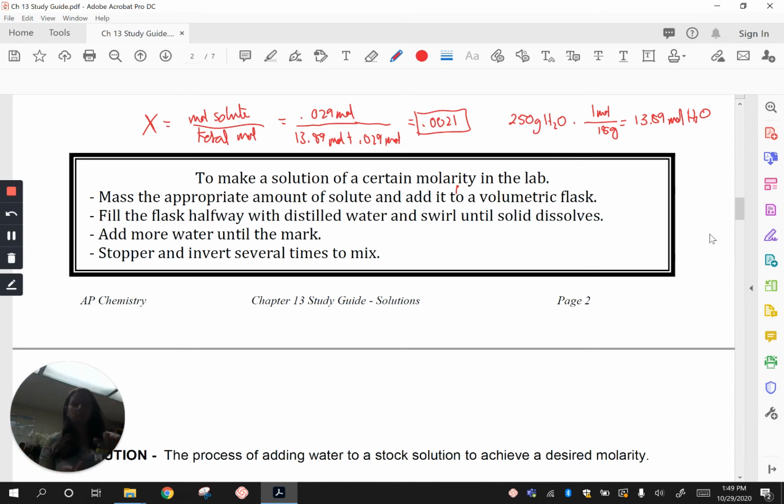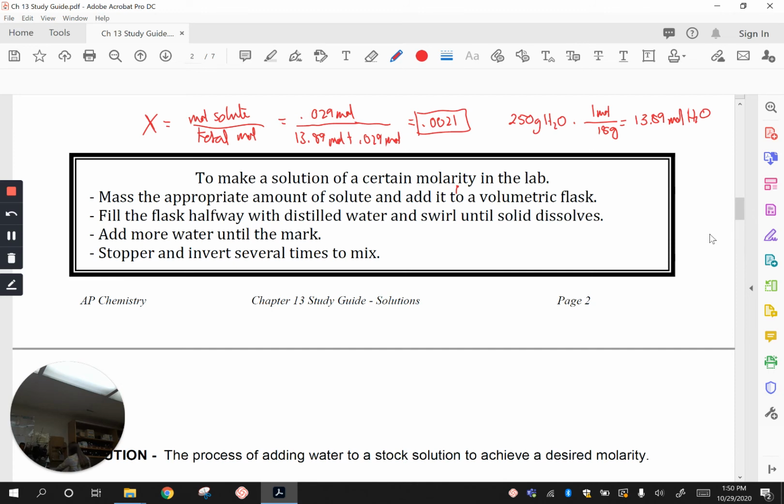You take the substance that you're going to dissolve and you mass it. We're going to pretend that I massed it here, and you add it to your flask. If you bend your weigh boat like this, then it's pretty easy to pour it in. Then you add water, a lot of water, so that it's about halfway filled.